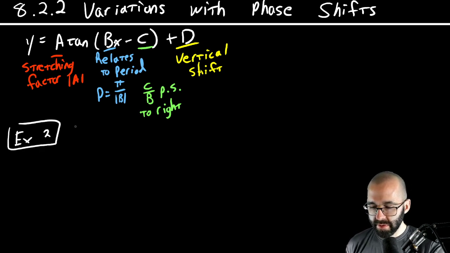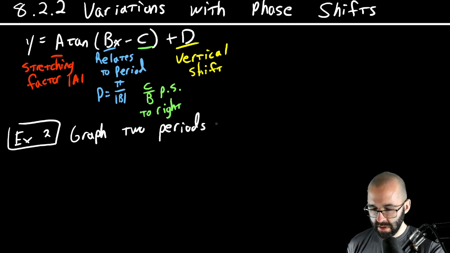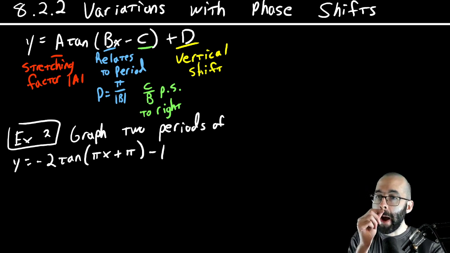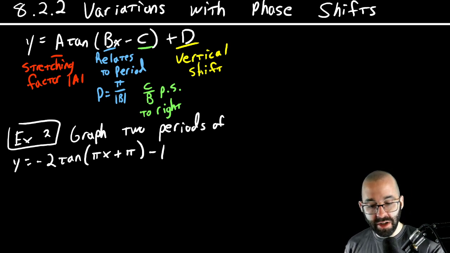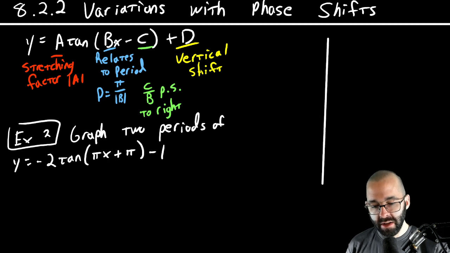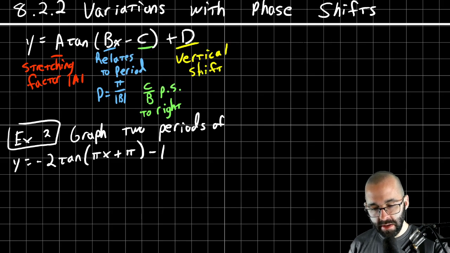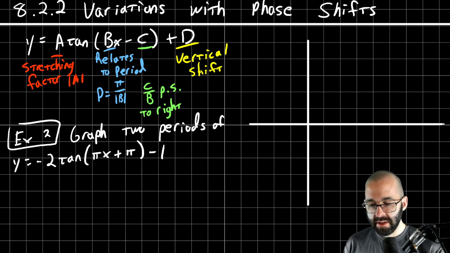Example number 2. Graph 2 periods of y equals -2 times the tangent of pi x plus pi minus 1. All right, Desmos will help, but Desmos is not going to do everything for us here, okay? It's going to be maybe a little tricky. All right, so let's get our graph paper back. Let's grab it over here. And let's type it into Desmos and see what we get.